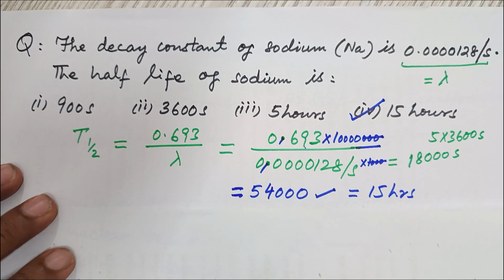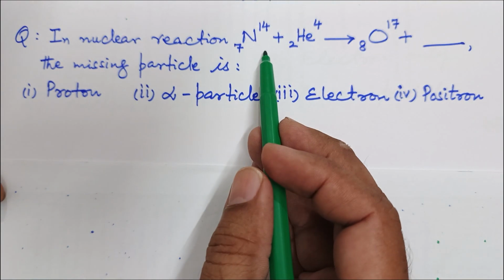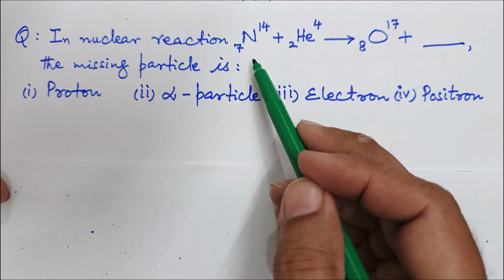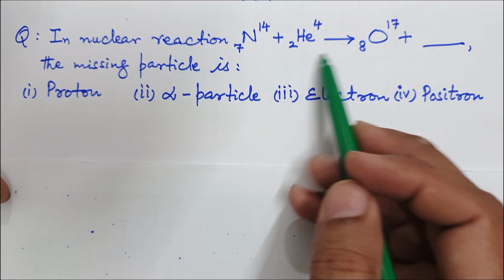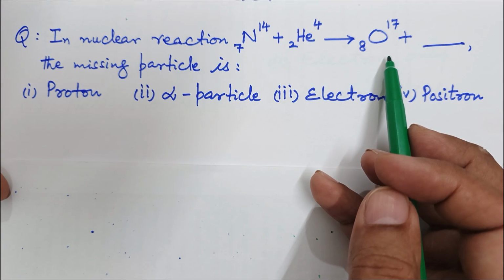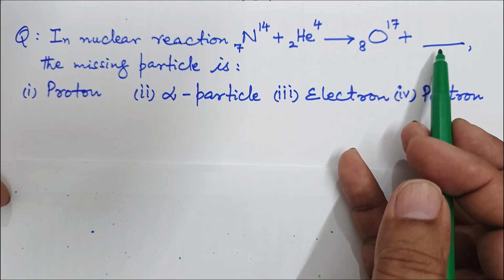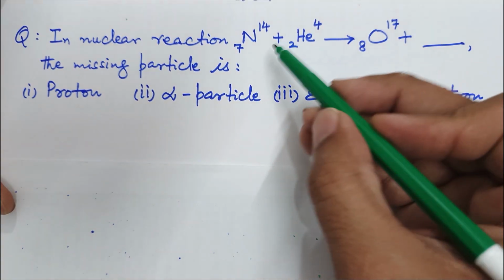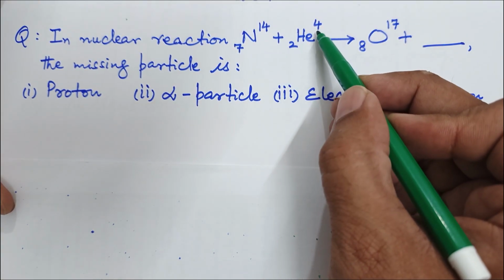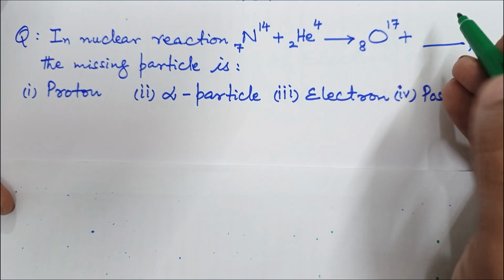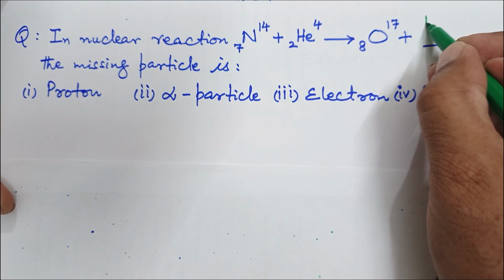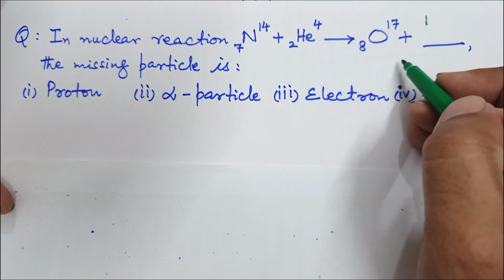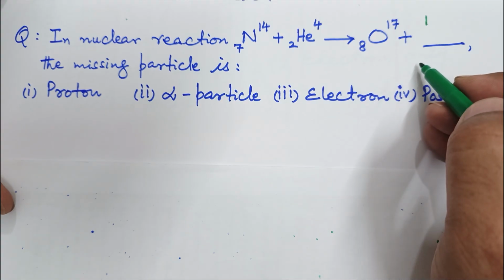Move to the next one. In the nuclear reaction, this one, N14 plus He4 gives O17. In this case we have nitrogen interacting with helium, and as a result we got oxygen. So here another term will come which is missing. So how can you find it? You can see that this is 14 plus 4, 18, and this is 17. So the missing one is over here, the mass number. One is less in mass number. This equation should be balanced.